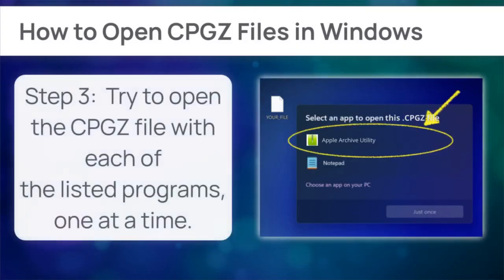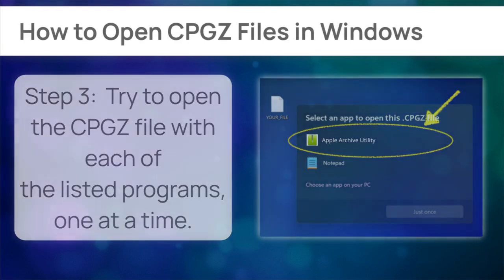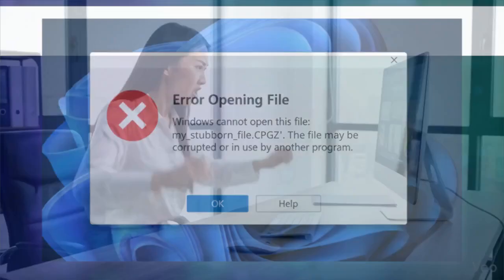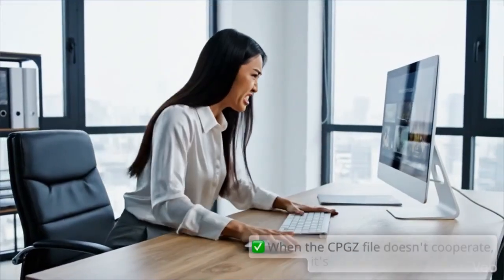If Apple Archive Utility is installed, use it. If not, choose another program. We must find the app that claims the file. If the CPGZ file is still giving you trouble, relax. If the file refuses to open, the issue is not surface level.